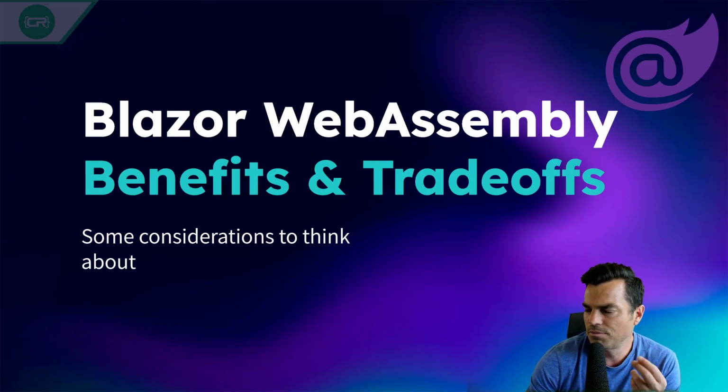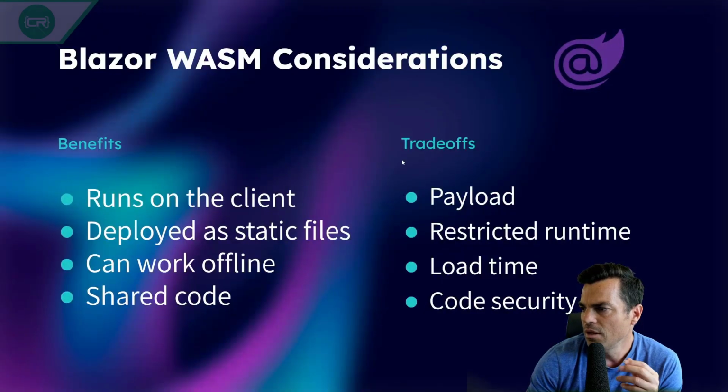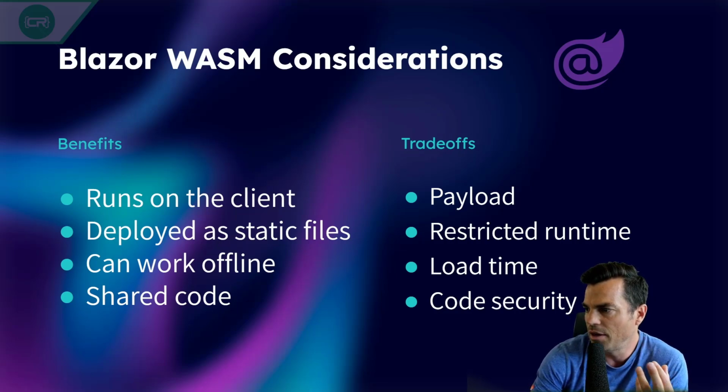Okay, so let's just look at some of the benefits and trade-offs, some considerations when it comes to Blazor WebAssembly. Now, it runs on the client, so this means that there's a lot less load on the server, which can be offloaded to the client, which in this case is the web browser. And this could lead to some significant cost savings and potentially improve scalability as well.